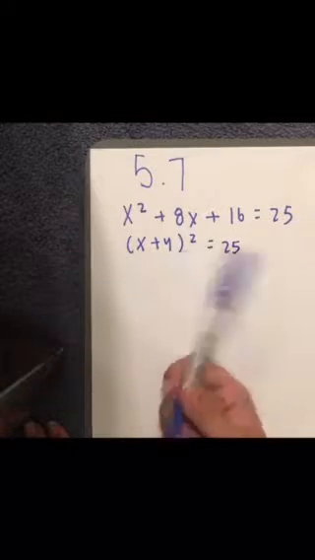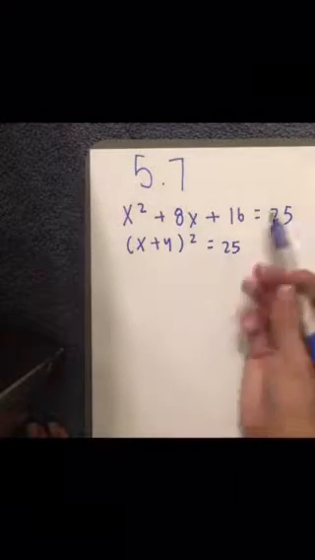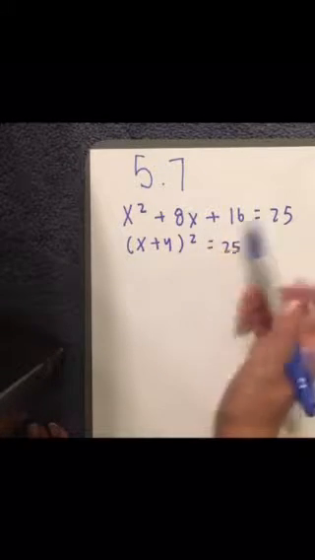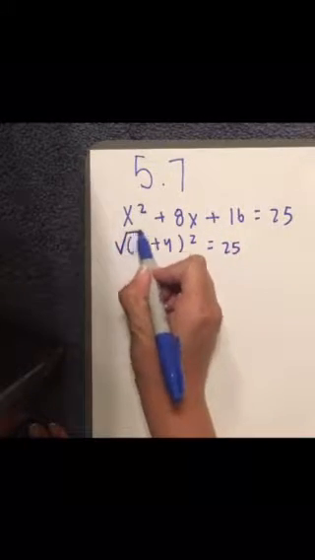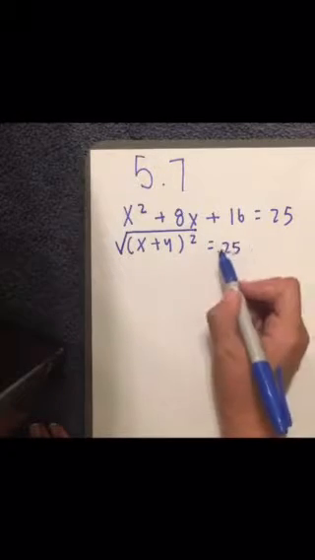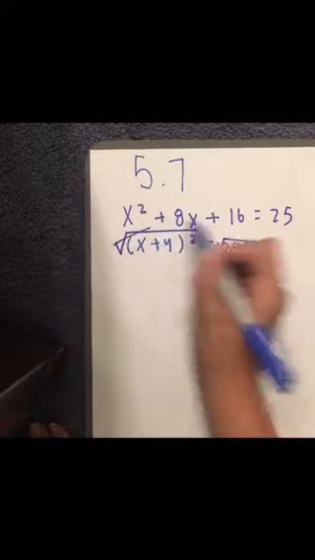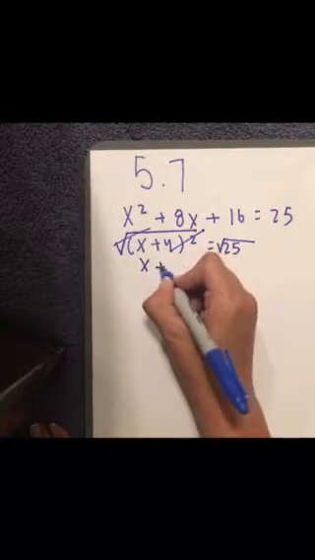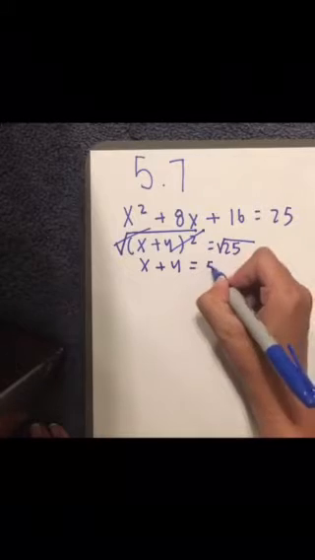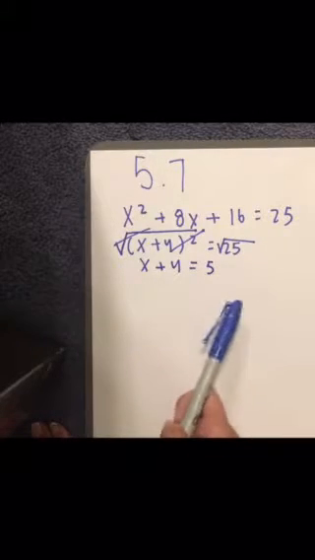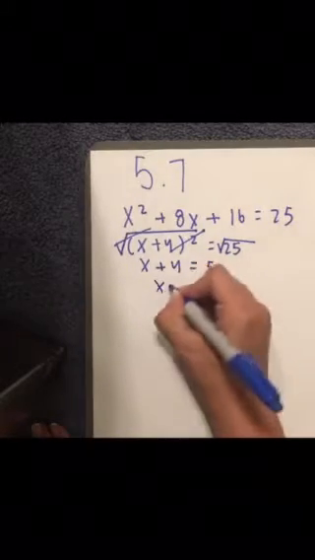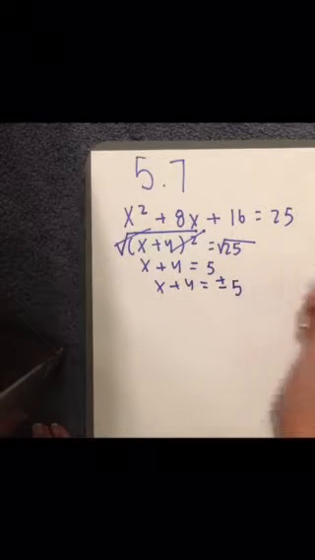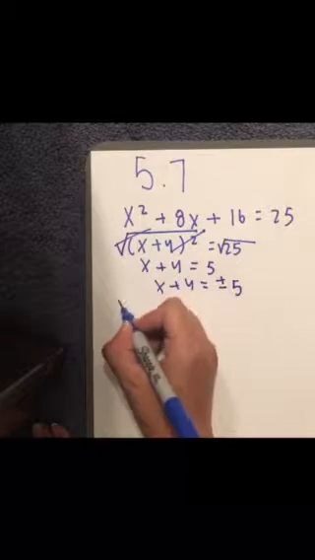Okay, so first, to do this, we have to square root both sides to get rid of the exponent. So then the square crosses off this, and you get left with x plus 4 equals 5. But when it equals 5, it's not just 5, it is plus or minus 5. So then, when you have a plus or minus, you get two answers.